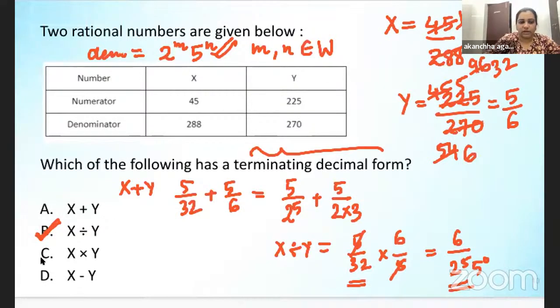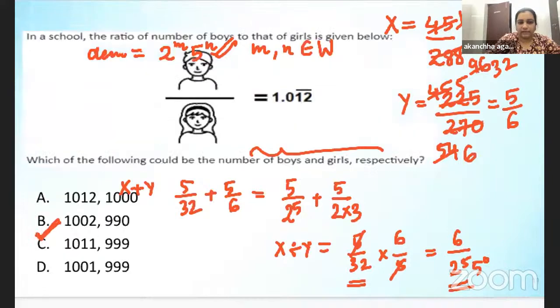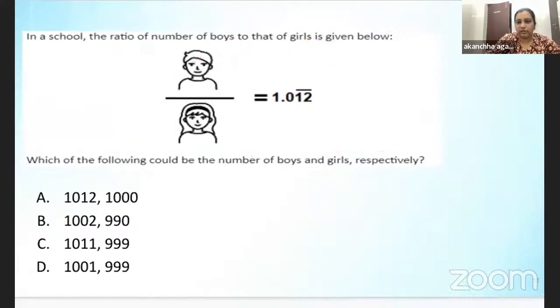Okay, let's move on to our next problem. I'll give you 1 minute to think over this. Please read the problem carefully and try to understand what they are asking.